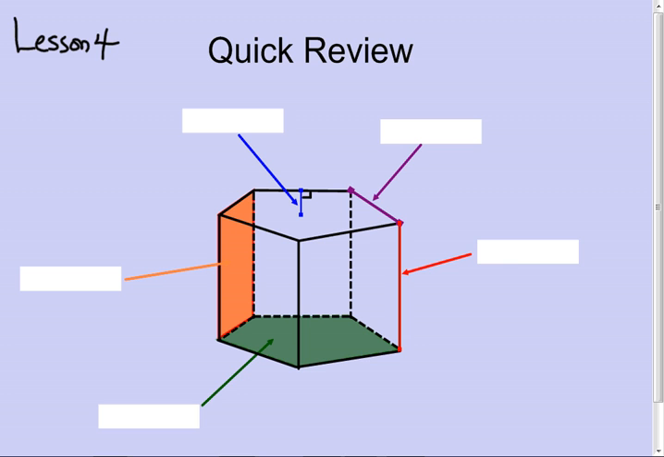Headsets off. See, I can do that. You guys can't do that. But you can write on your iPad. It's a lateral edge. What about the purple one? This one right here.